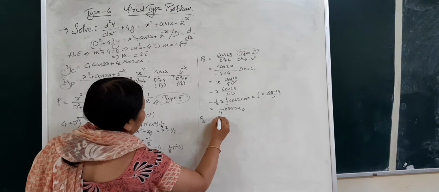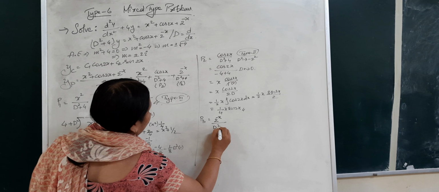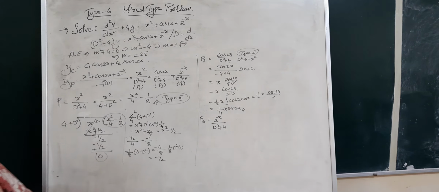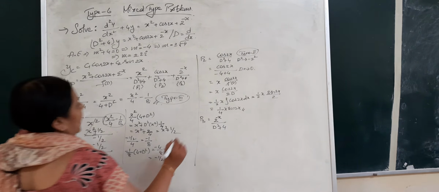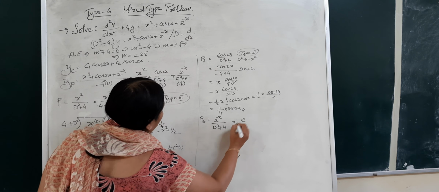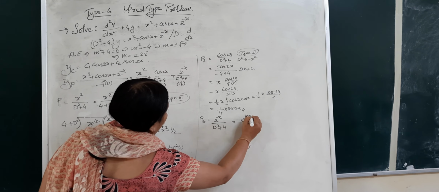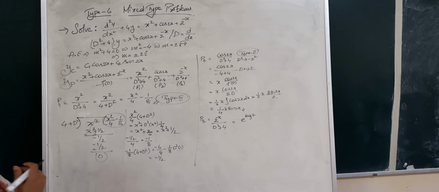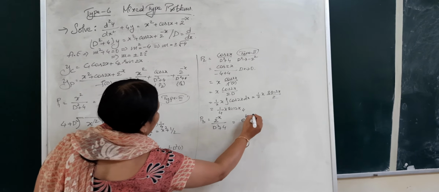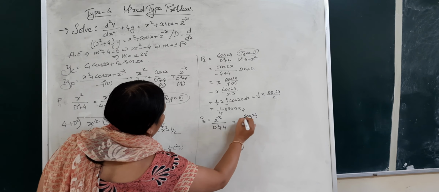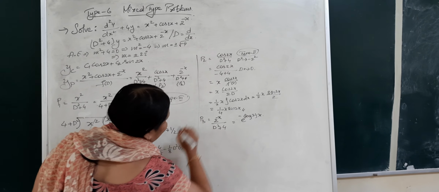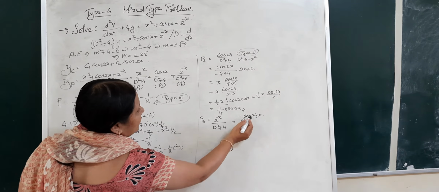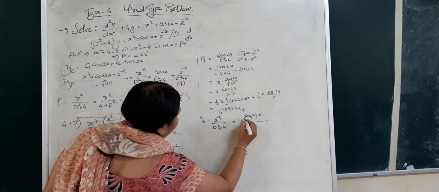2 power minus x divided by D square plus 4. See which type this comes under. Basically this comes under type 1. How do you get it? By rearranging it and writing it in the exponential form. We can write it as e to the power log 2, the whole power minus x. So we can write it as e to the power log 2 with the negative sign outside, into x. So the coefficient in the exponential form will be minus log 2.